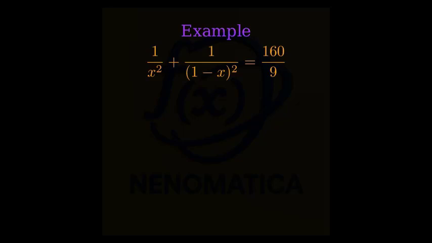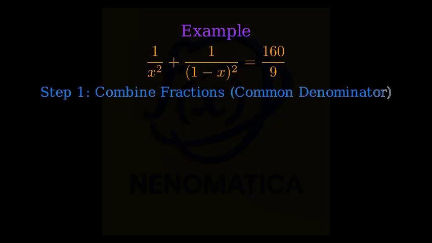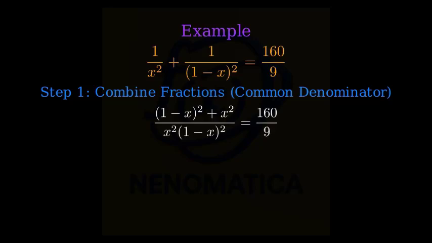Let's start by showing the problem on screen. Step 1. Combine the fractions using a common denominator. The common denominator is x squared times (1 minus x) squared. We write the left side as ((1 minus x) squared plus x squared) over x squared times (1 minus x) squared equals 160 over 9.